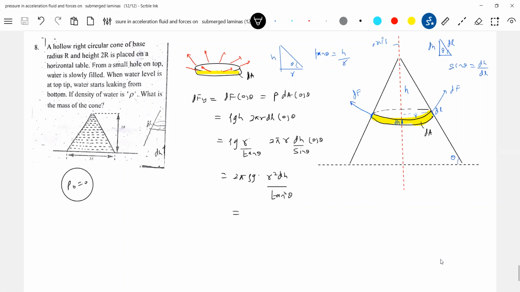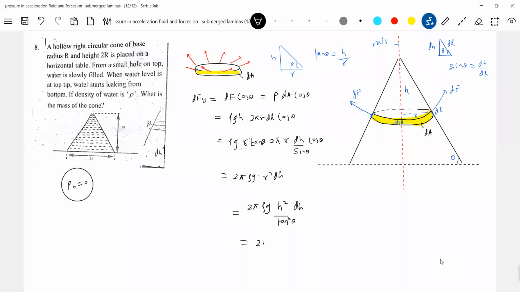Oh, I think I messed up somewhere. Let me put it here. H equal to r tan theta. Sorry, this should be like this. Yeah, tan theta gets cancelled. Here we'll get r square dh. So 2 pi rho g. What is r? R we can write as h square tan square theta. Just check the calculations. That dh.